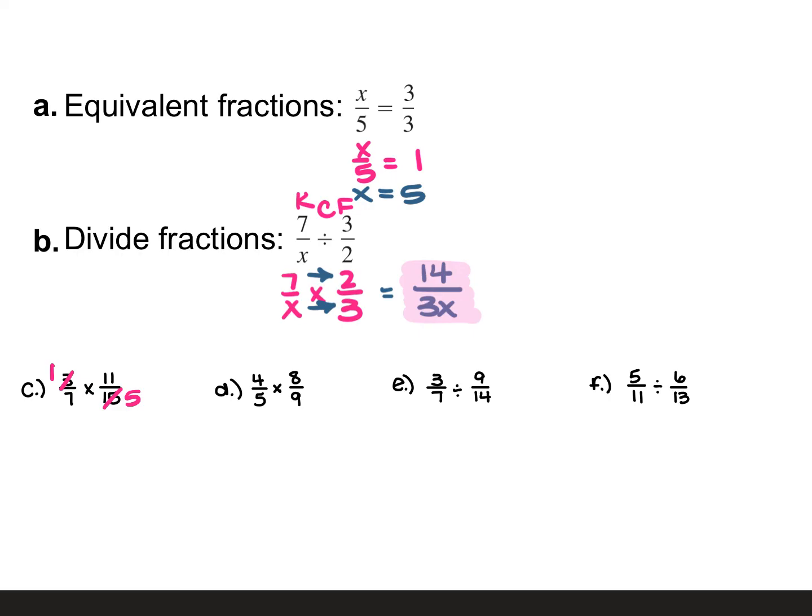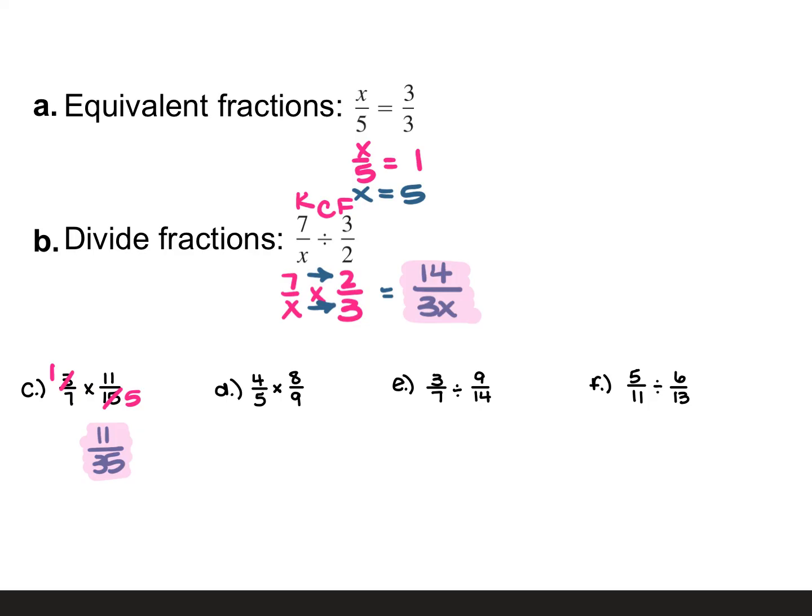The 1 times 11 gives us 11. The 7 times 5 is 35. Now, you cannot simplify this any further. If you did multiply straight across and you got 33 over whatever 7 times 15 is, you would then have to simplify that further. So I cross simplify first, so that I don't have to simplify at the very end.